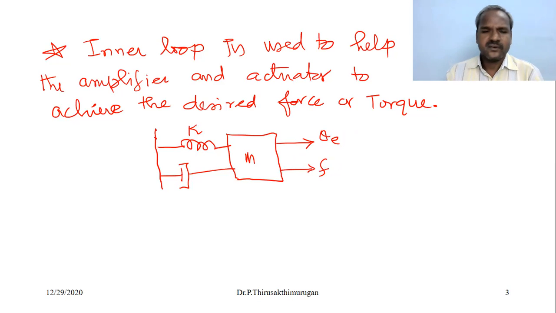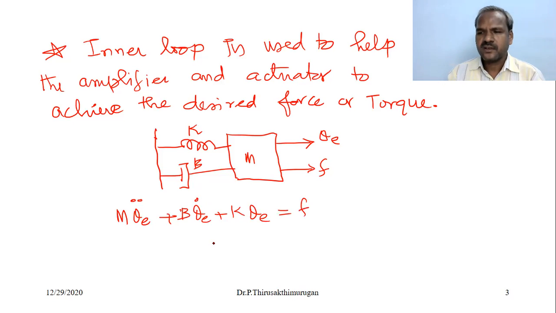Understand? So from this we can write the dynamic equation: m theta e double dot, where double dot means d square theta e divided by dt square, plus the dashpot term b theta e dot, plus k theta e, equal to force.